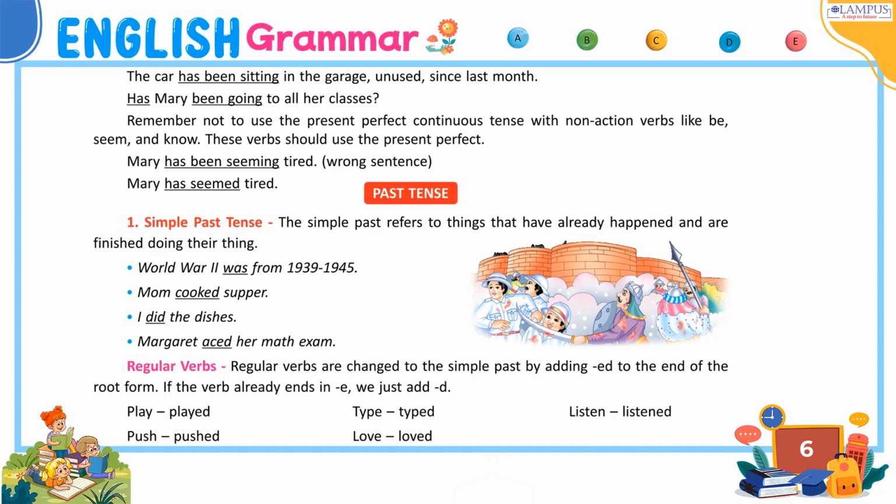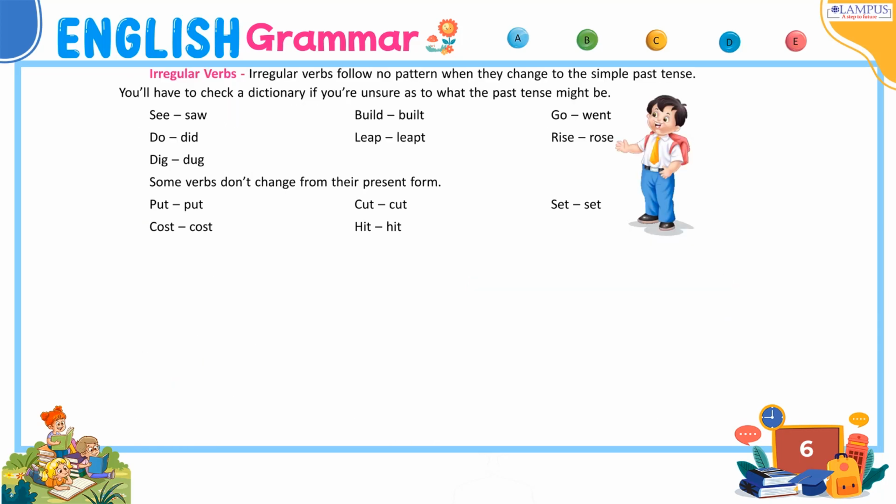Regular verbs. Regular verbs are changed to the simple past by adding ed to the end of the root form. If the verb already ends in e, we just add d. Play, played. Type, typed. Listen, listened. Push, pushed. Love, loved.